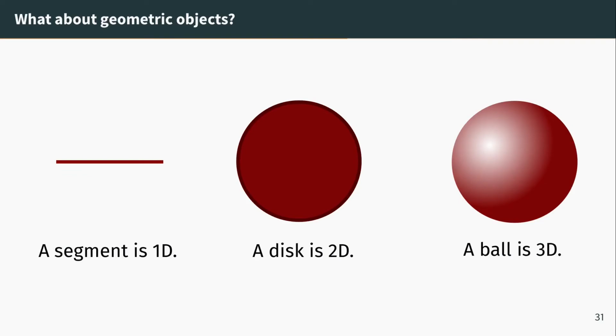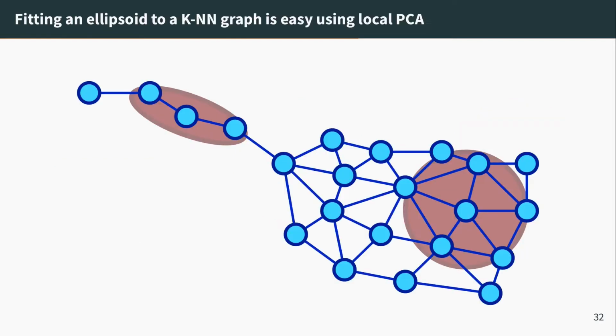So for geometric objects, at least simple geometric objects, it's the same story. A segment is a one-dimensional object. A disk clearly is two-dimensional, and a ball clearly is three-dimensional. What about real-life graphs? Well, a first answer is that if your graph comes from a sample point cloud, a 2D point cloud, a 3D point cloud, or a high-dimensional point cloud, then answering the question can be very easy. And why is that so?